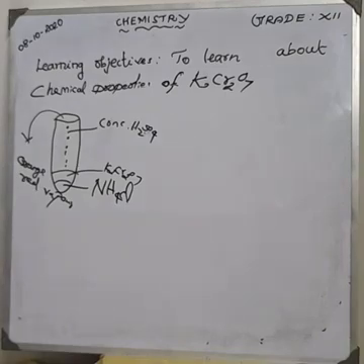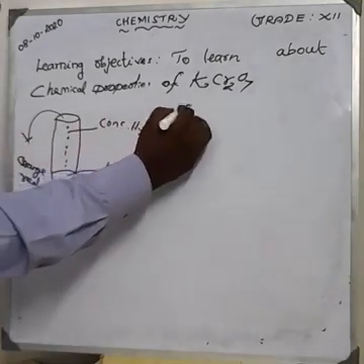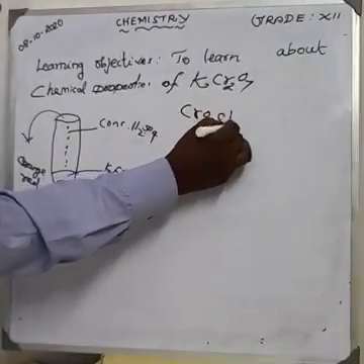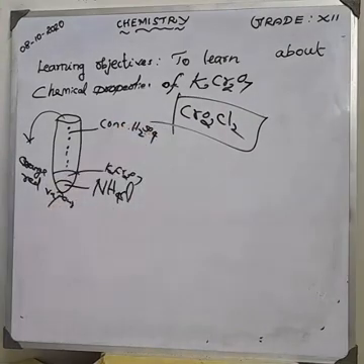This is chromyl chloride. That is one of the orange red vapors evolved, chromyl chloride. What's the formula for chromyl chloride? CrO2Cl2. Chromyl chloride, CrO2Cl2.